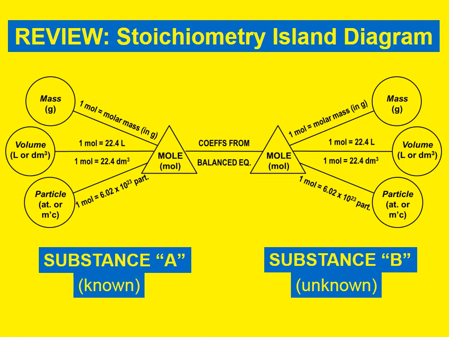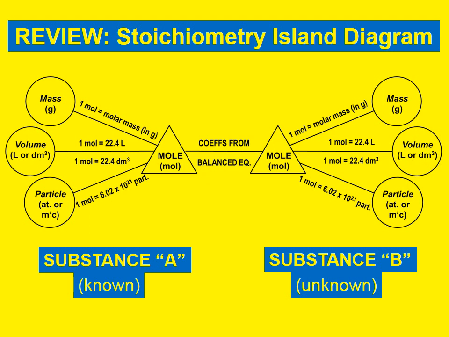Let's review the stoichiometry island diagram. This is the basic structure, the basic tool for the mind whenever we're doing stoichiometry. On the left, we have the substance whose quantity we know. That's these four islands: mole island, which is the triangle right here, and then on the left, mass in grams, volume in liters or cubic decimeters, and then particles here on the bottom, atoms or molecules.